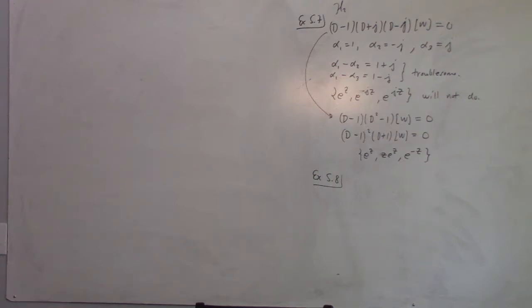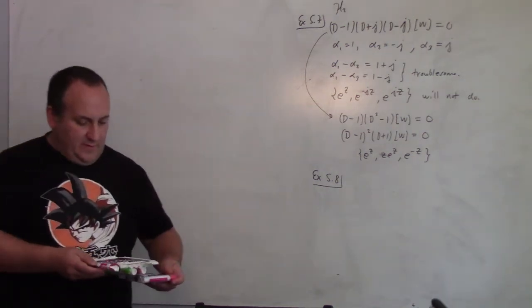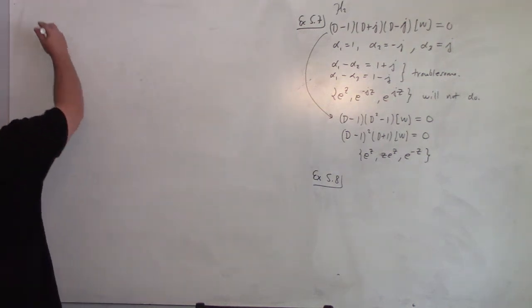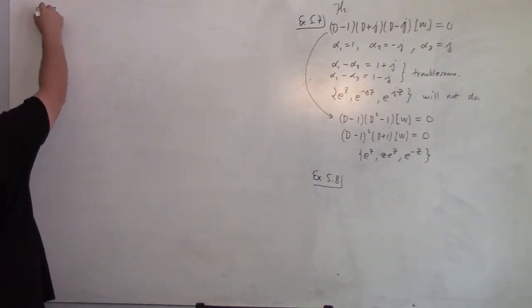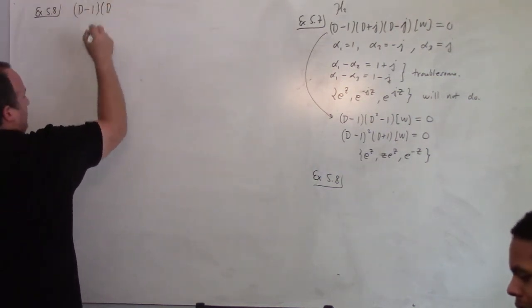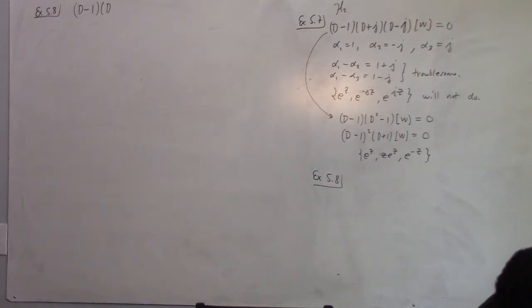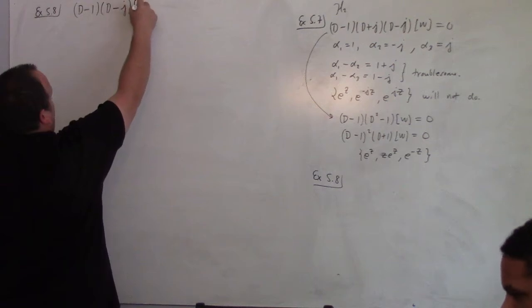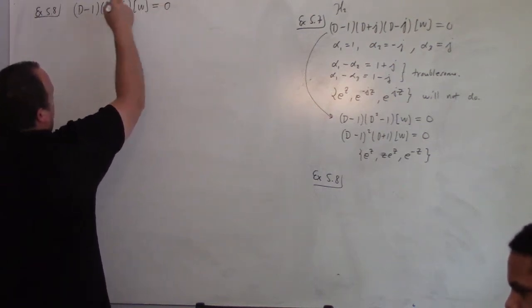So yeah, example 5.8 is... it cannot be. Now I showed you this before, but now we've worked our way to it. So it's d minus 1 times d minus 1 times d minus j. Right.